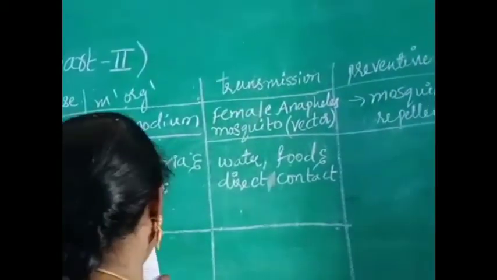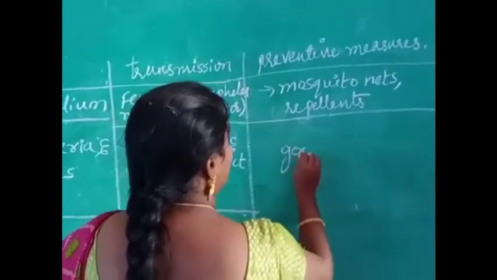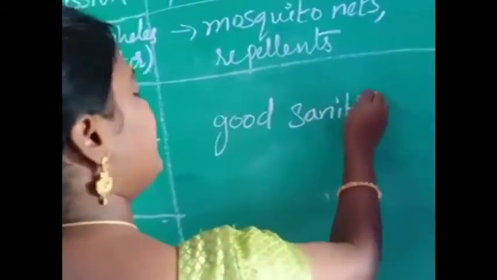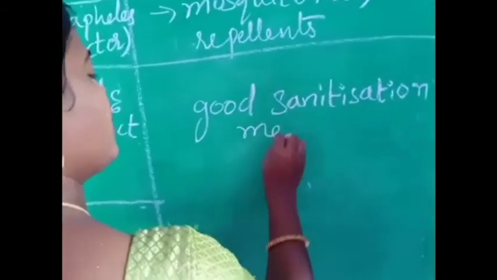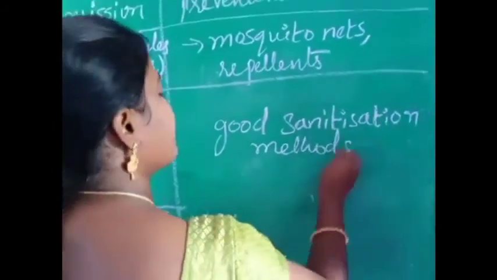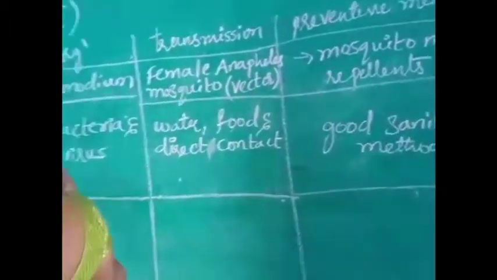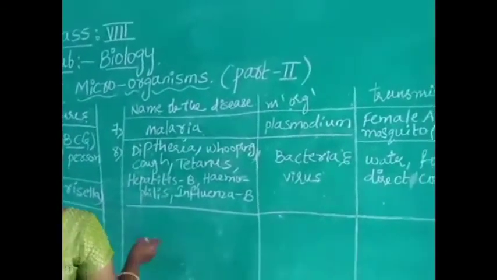How can we prevent it? By following good sanitization methods. Good sanitization methods means keep your surroundings clean, drink boiled water, eat balanced food, and avoid junk food. Okay, next one, dengue.